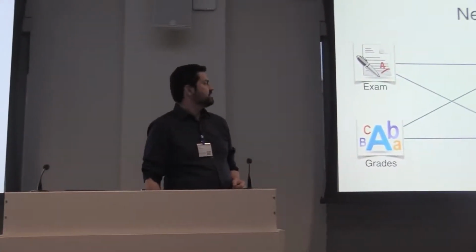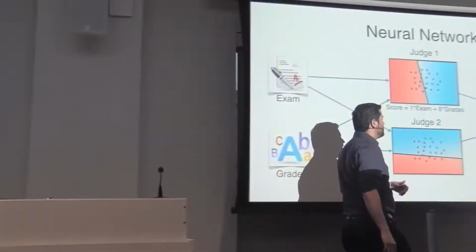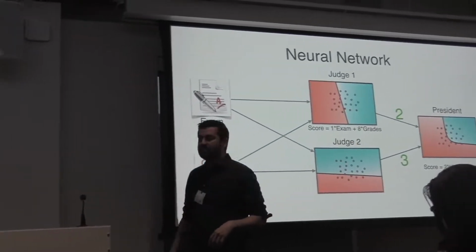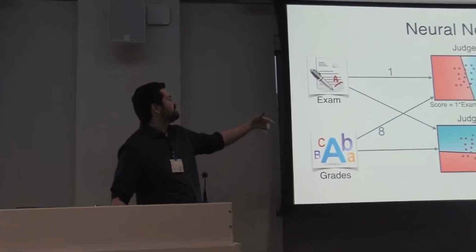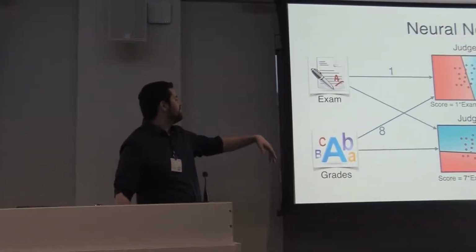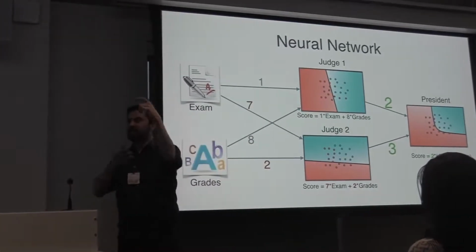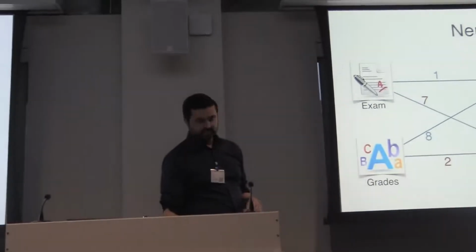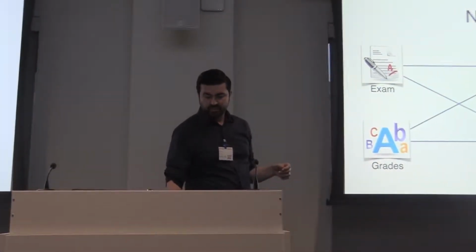Since I'm running out of time, let me be brief about this. If you have 2 times the score of the first judge plus 3 times the second one, you put the 2 and the 3 there. And if this judge is 1 times his time plus 8 times grades, then you put the 1 and the 8 there, and then you put these weights over here. So every edge has a weight based on the model that each judge picked, and those are the numbers that the weights are associated with in the neural network.